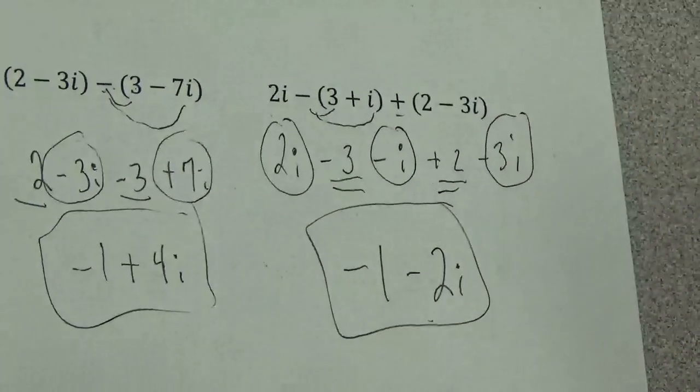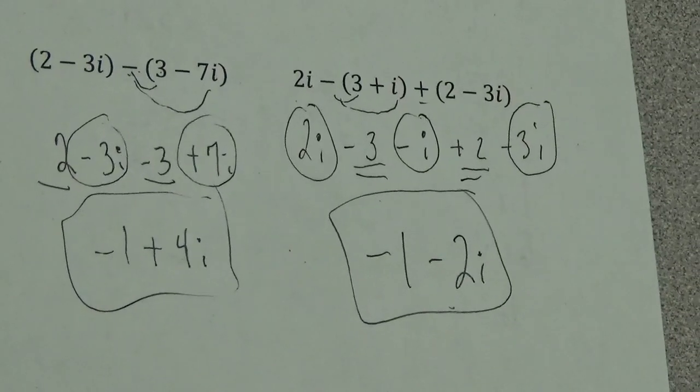So we treat the i kind of like it was a variable like x, we just make them like terms.